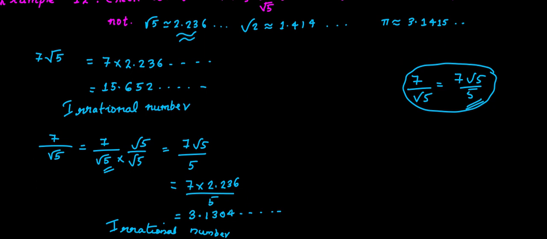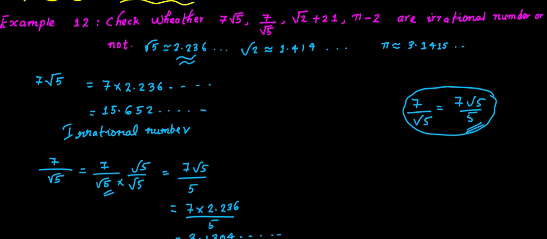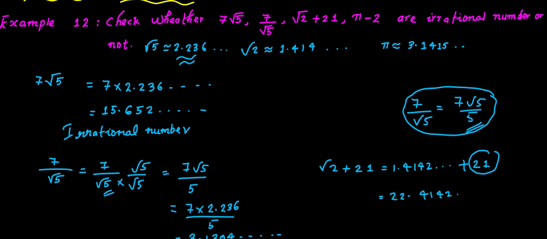Then the third one, root 2 plus 21. We know root 2 equals 1.4142 etc., a non-terminating, non-recurring expansion. If you add 21 to it, you will get 22.4142 etc., a non-terminating, non-recurring expansion. So this is also an irrational number.